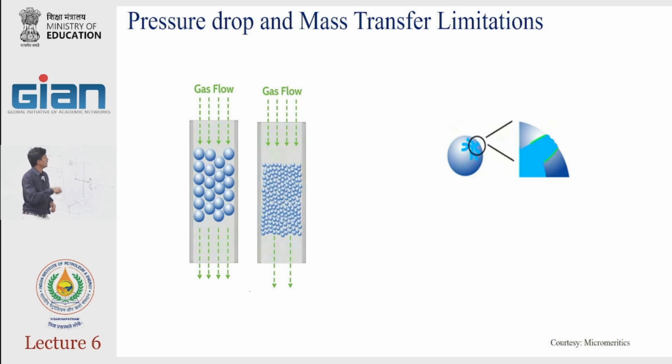When we go for a large particle, something like this, the gas molecules that enter the system have to go through these bigger particles, which offers a lot of kinetic resistance. That means diffusion resistance, right? So we have to see what kind of things we want.